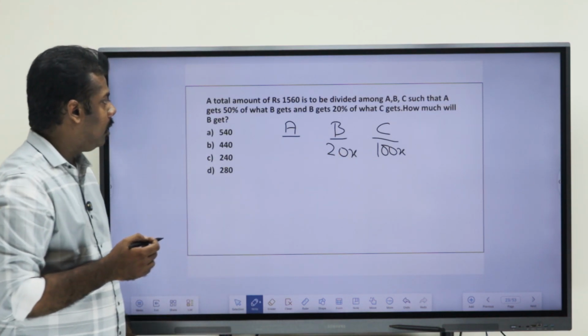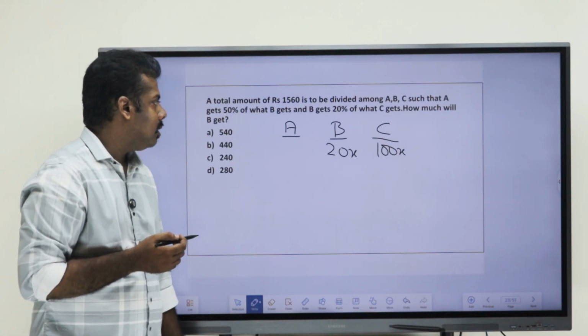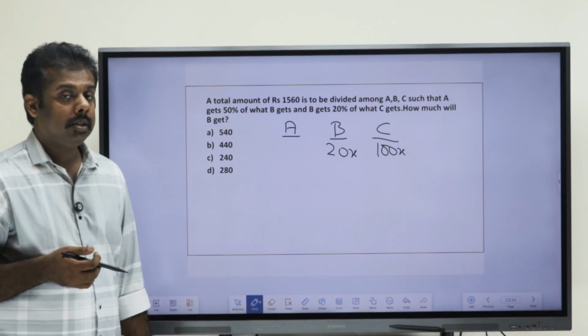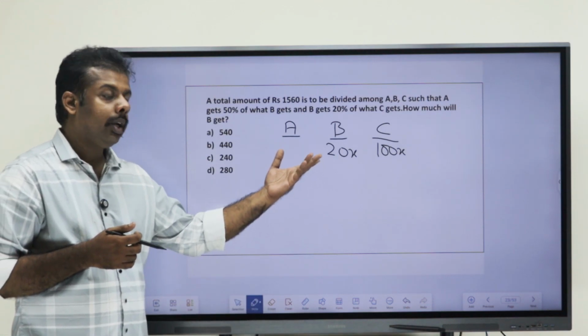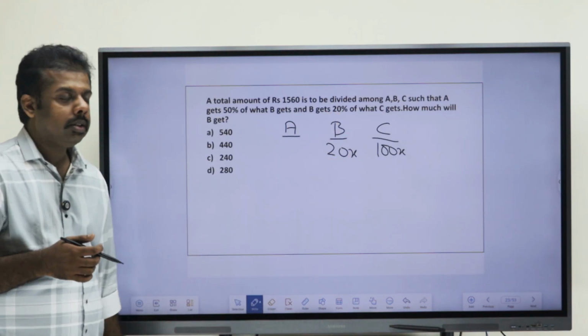Okay, now A to B, what is the connection? A gets 50% of what B gets. So 50% as we know is half. So B is getting 20x. Half of 20x is what? 10x.